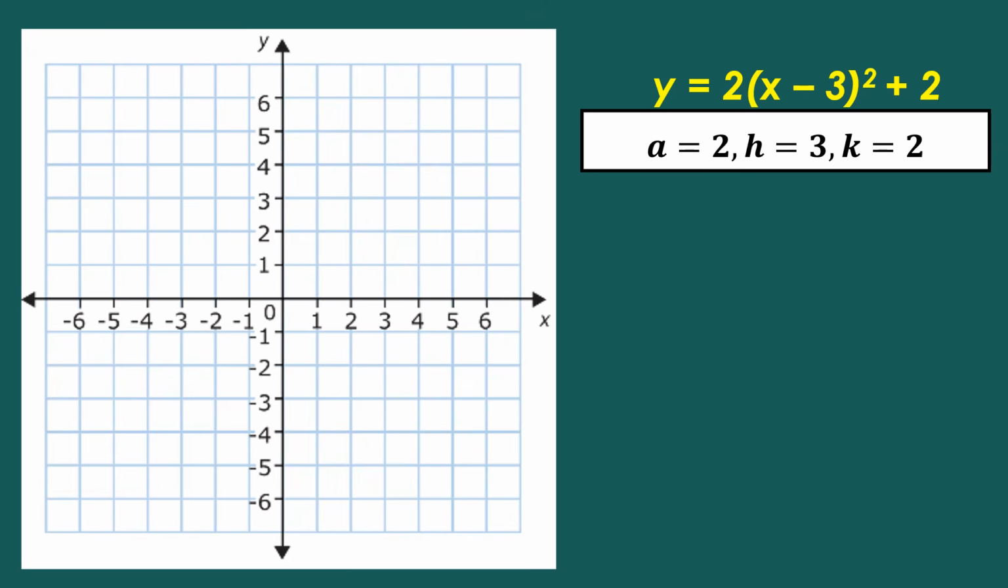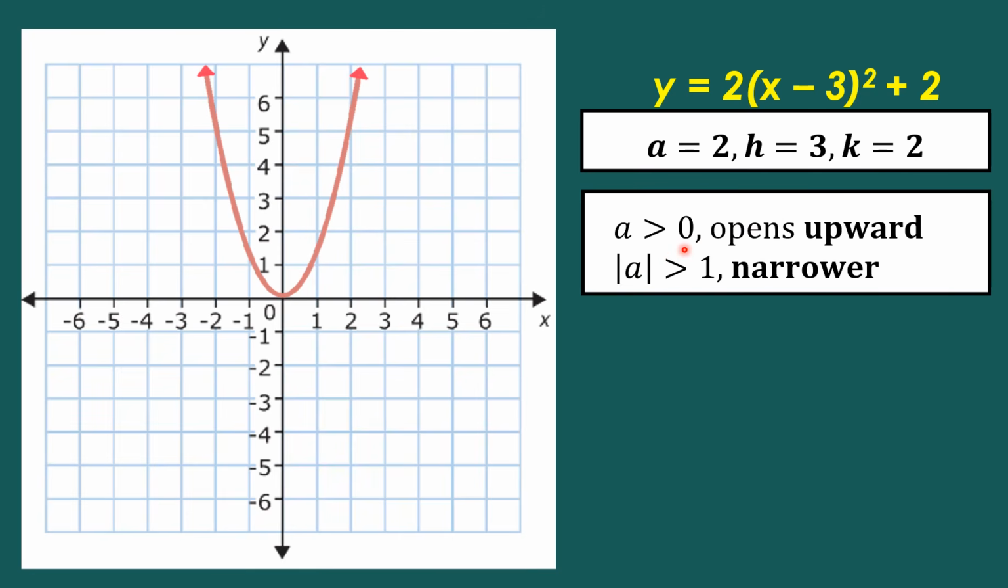So ngayon, alamin naman natin ano ang magiging epekto ng values ni A, ni H at ni K sa graph ng quadratic function. If I have here y equals 2 times the quantity x minus 3 squared plus 2, ang value ni A natin ay 2. Ang value ni H ay 3 at si K ay equal kay 2. So again, gamitin natin si parent function y equals x squared.